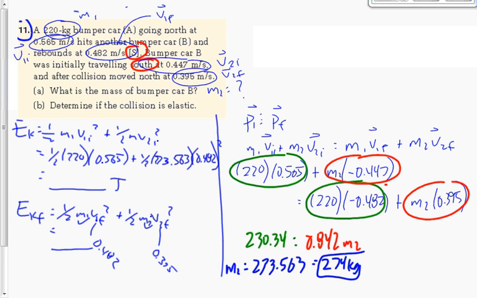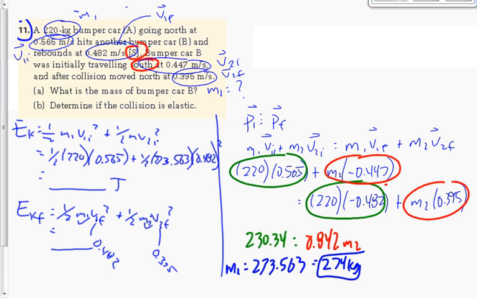Pretty sure you're going to find that it's smaller than EKI. Anybody get that? Anybody find that it was bigger? If you did, you made a mistake. EKF will not be bigger than EKI. It'll be smaller or the same amount, usually smaller. Good?